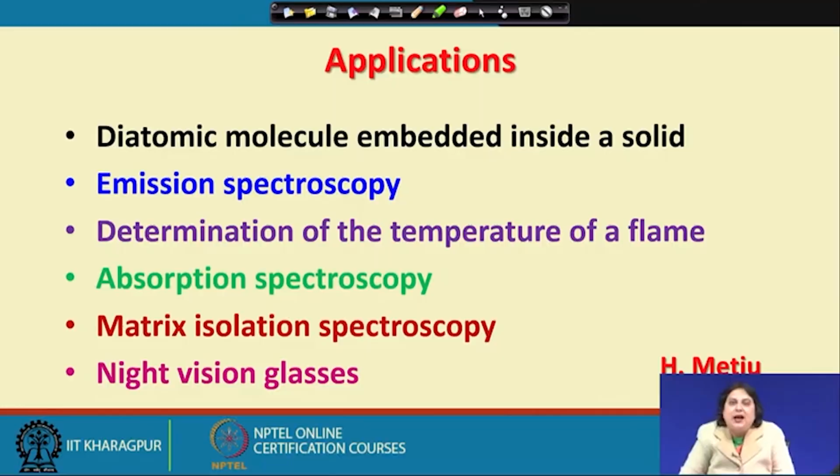So, thank you, and we will discuss the applications of whatever we have learned in part 1 and part 2 for the canonical ensemble in the next lecture.